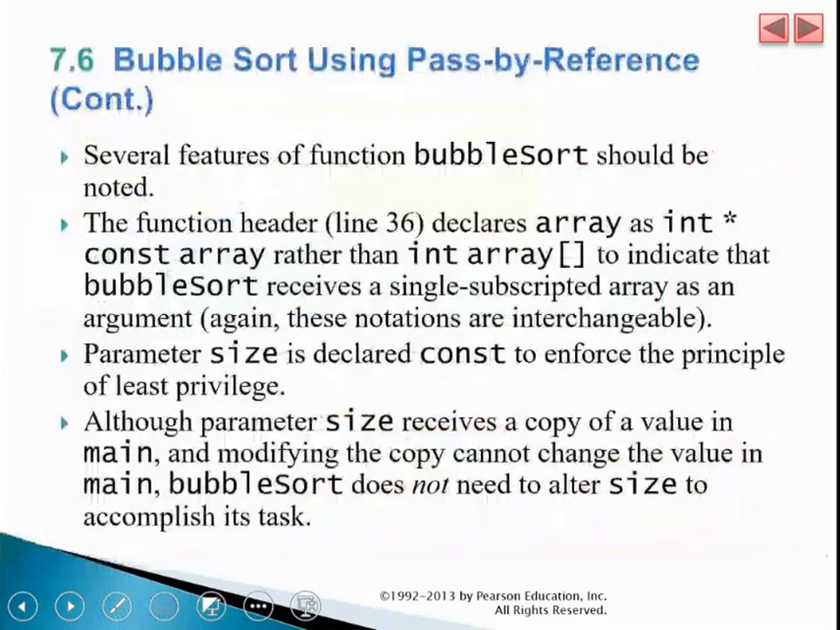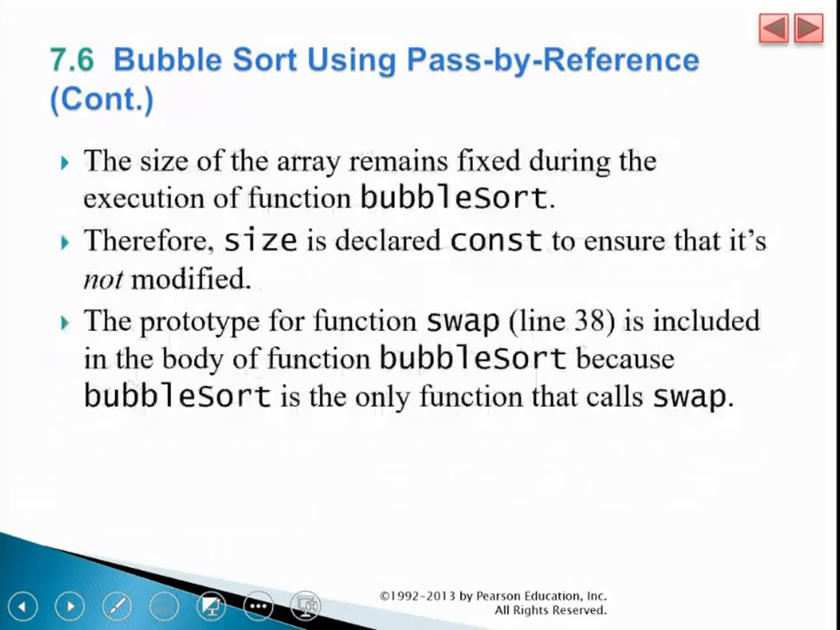Okay, now let's see, there are many features which we can look into in this bubble sort. If you notice, we have used int asterisk constant array rather than a simple array to indicate that bubble sort receives a single subscripted array as an argument, right? The parameter size is constant. We have made it a symbolic constant so that nobody can change the size of the array, because there is no requirement to change the size of the array.